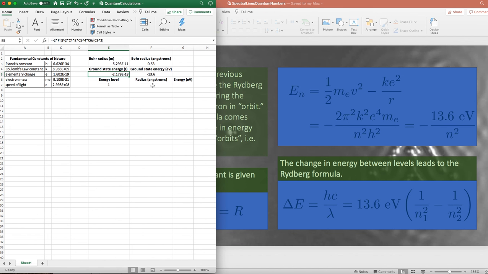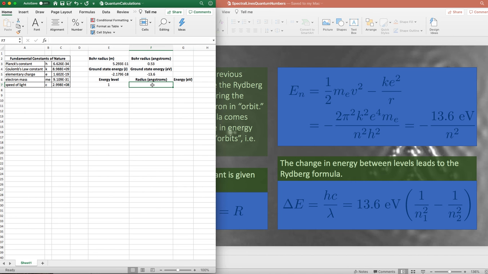But since I've kept everything in standard units, all of these constants are given in standard units, that means the energy I'm getting is in joules. So to compare it to the formula here where it's given in electron volts, I need to divide by C5, the elementary charge. So to go from joules to electron volts, you divide by the elementary charge, and that's where the 13.6 comes from.